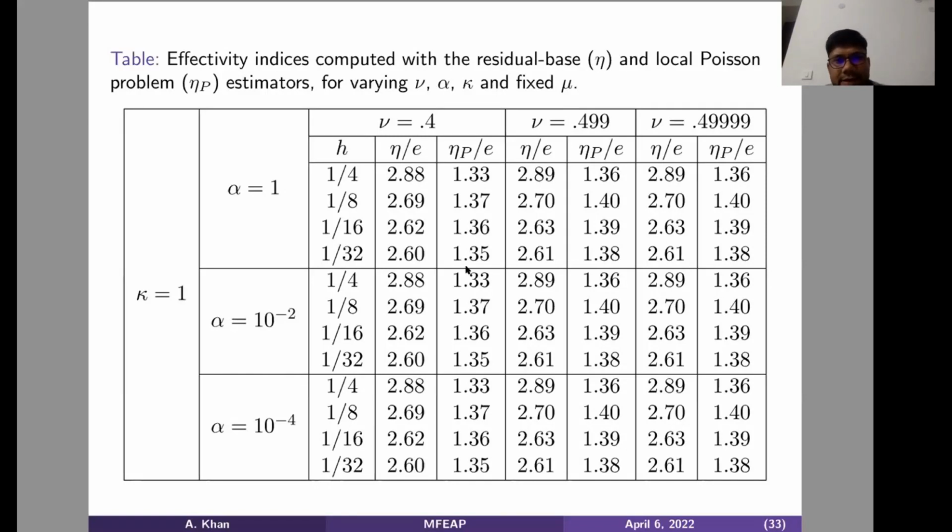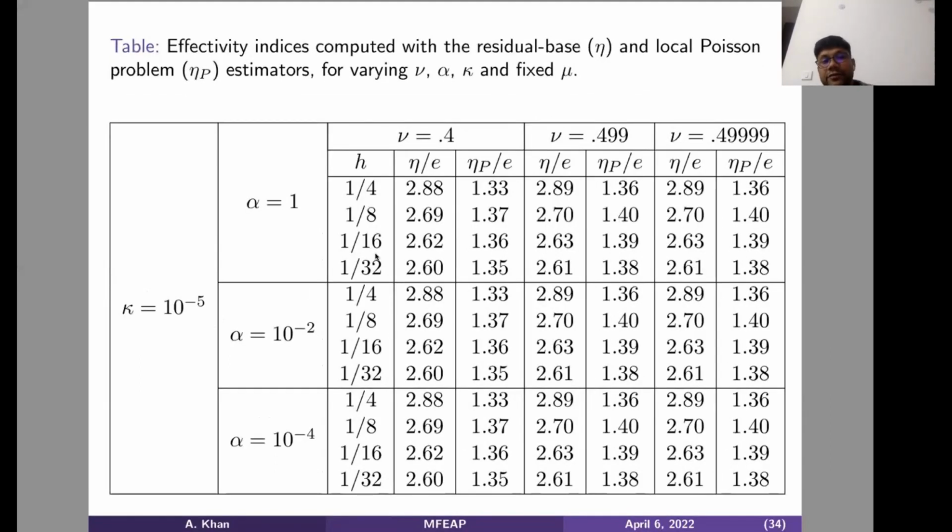So you will see that for the residual estimator, the efficiency is like 2.88, 2.69, so it is near 2.6 for all different choices of alpha. And if I'm talking about the Poisson estimator, this is near 1, it is 1.35, so it is more efficient compared to the residual estimator. And if I look at different choices of Poisson ratio, 0.4, 0.499, and 0.5, you will see that when we change these parameters, our efficiency actually does not change, which ensures that our estimator is robust.